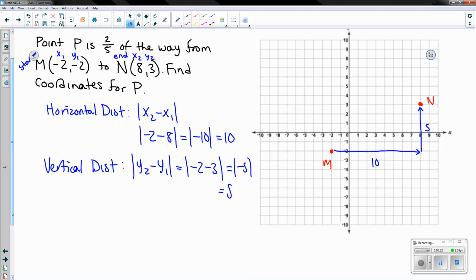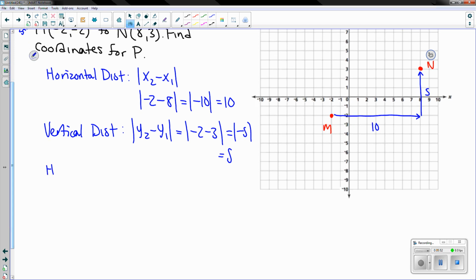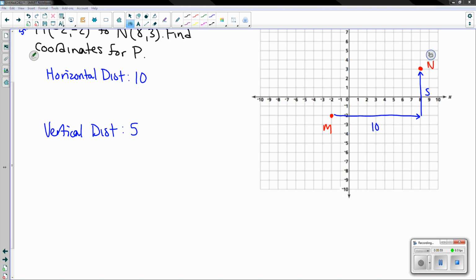We are going to find 2/5 of those distances. So we then take this fraction that's given to us, or what portion of the way we want to go from one point to another, and we multiply these total distances by that to tell us how far we need to go from the starting point to get to this point P. So let's add in to get to P.